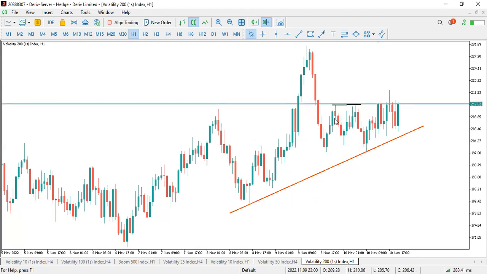Don't mind them. So this is kind of a double top. Okay. So I'm on the H1. So this is a double top liquidity, which has already been taken by this doji here.